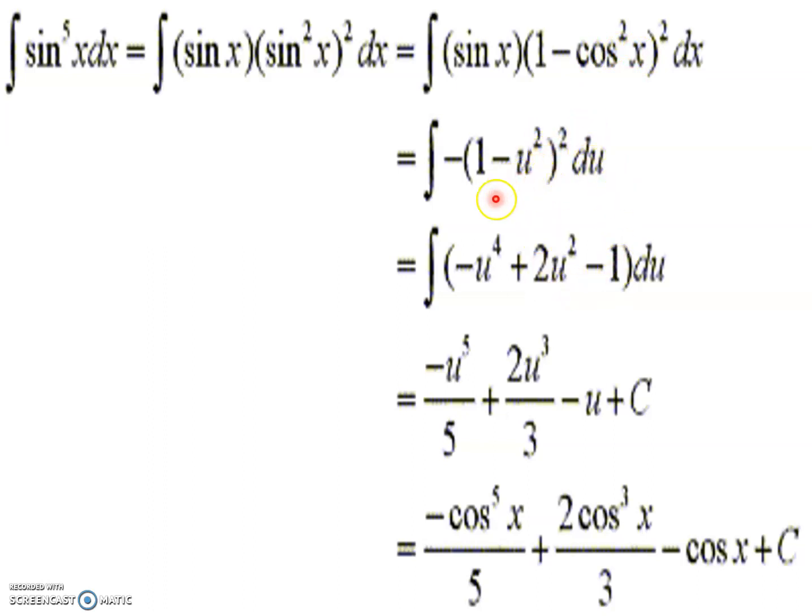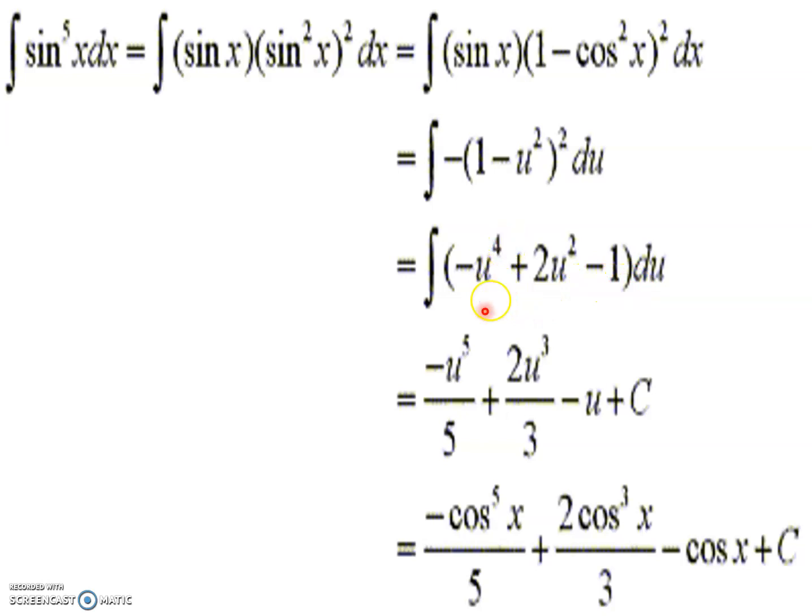Now we have to know that the expansion of a minus b whole bracket square is what? a square minus 2ab plus b square. That's why we apply a minus b whole bracket square. Here a is 1, b is u square. So minus u raised to 4 plus 2u square minus 1. We have to simultaneously multiply the minus sign into the bracket. Now we have to take the separate integration of each term.